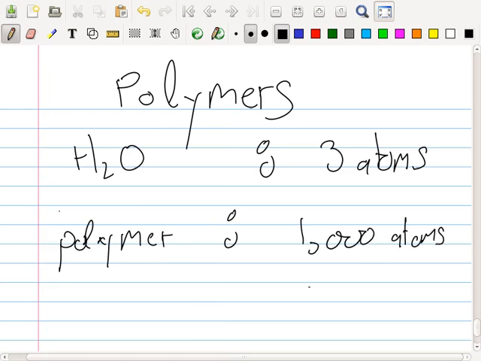Or maybe even more. Or yeah, 100,000 maybe even. So a polymer is when you have lots and lots of atoms together to make one molecule.